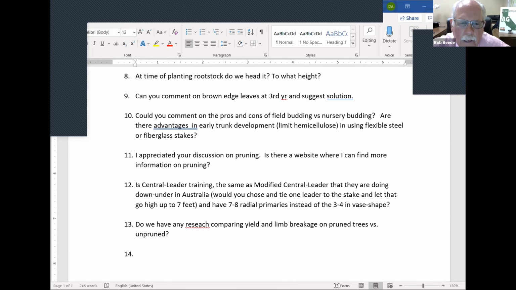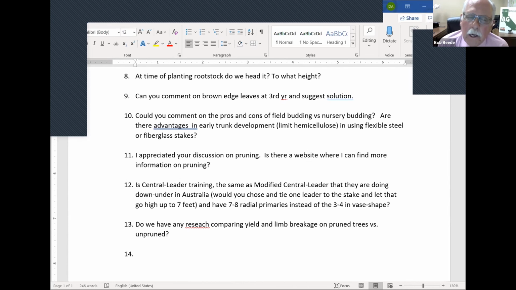Okay, question 12: is central leader training the same as modified central leader? Yes, because you start off as a central leader, and then quite honestly, the tree rapidly turns into a modified central leader, which, in my recollection of the system, is where the leader eventually becomes more or less a scaffold branch.